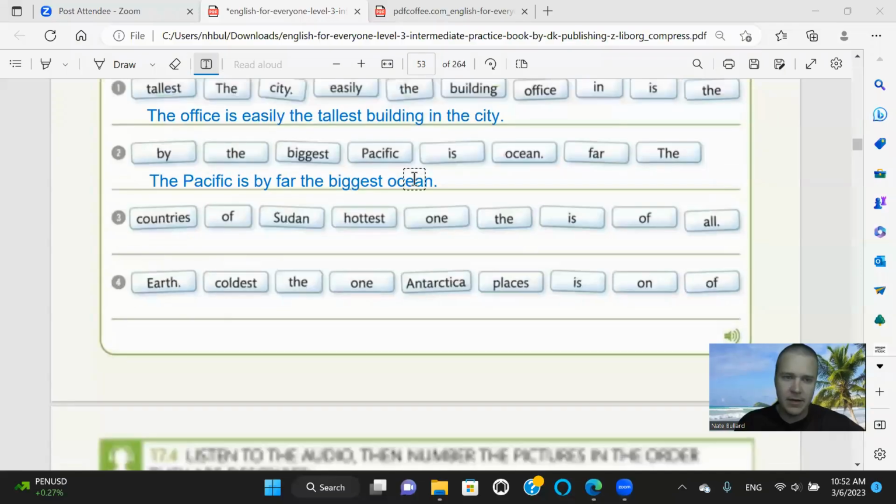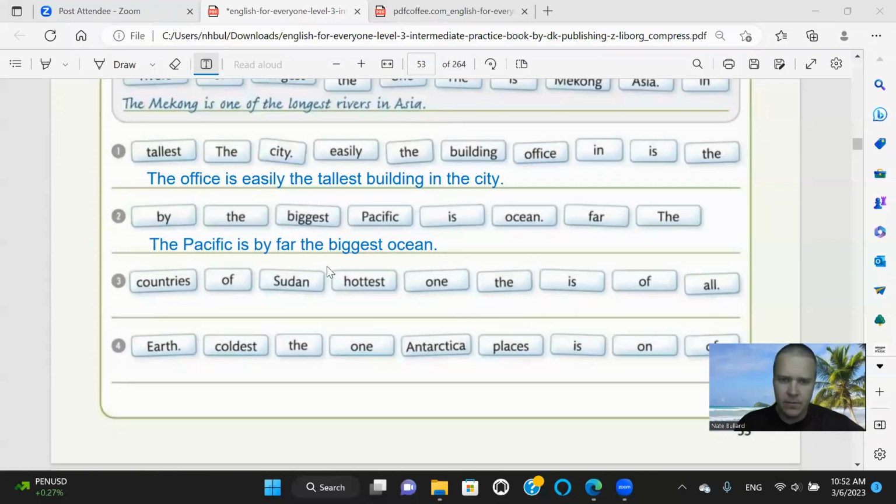Ok, vamos a seguir. Quería chequear, sí. Easily es un adverbio, un adverb. By far es un adverb, un adverbio. Tallest, biggest son adjetivos, bueno, son superlativos, pero es una forma de adjetivo. Ok, vamos a seguir.